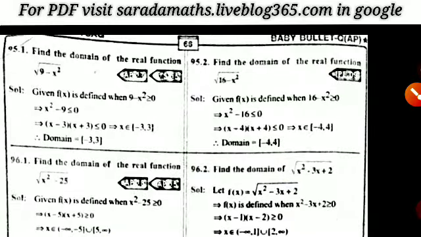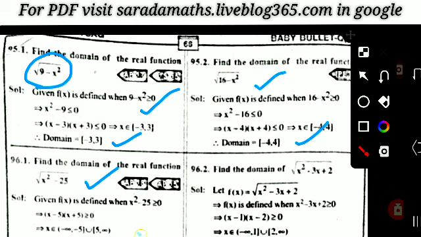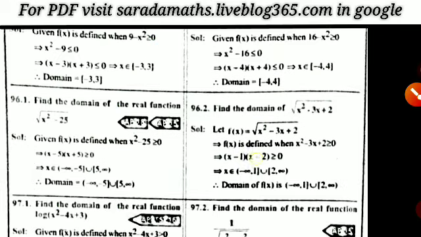Now coming to the domains. Find the domain of the function square root of 9 minus x square. Just writing this condition will get the 1 mark here. Okay, and find the domain of the function square root of 16 minus x square, and find the domain of the function square root of x square minus 25. Find the domain of the function square root of x square minus 3x plus 2. Answers are given here. Check the answers once and then practice.